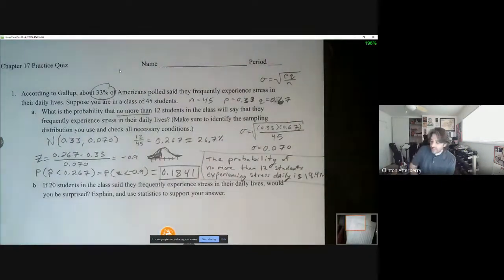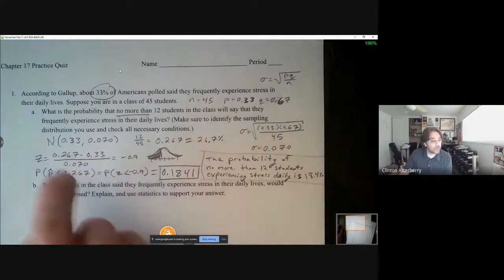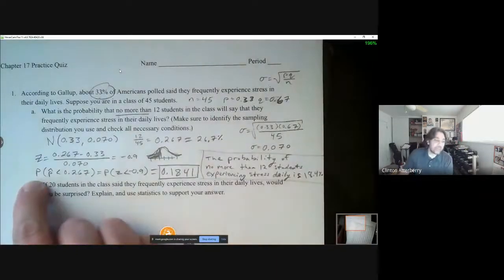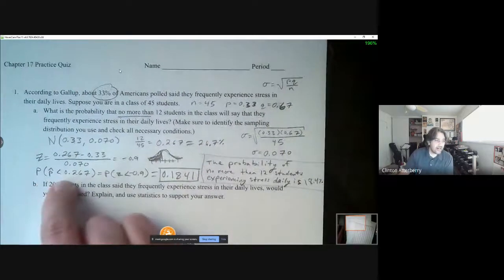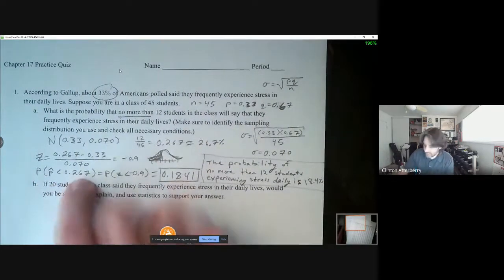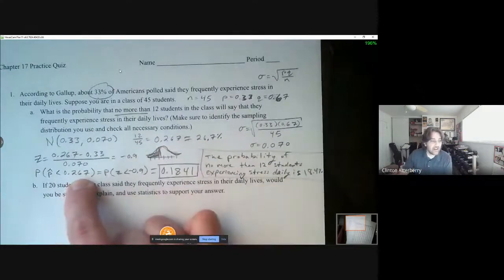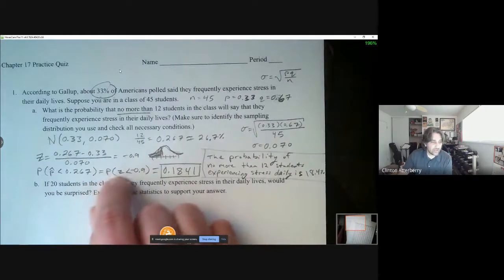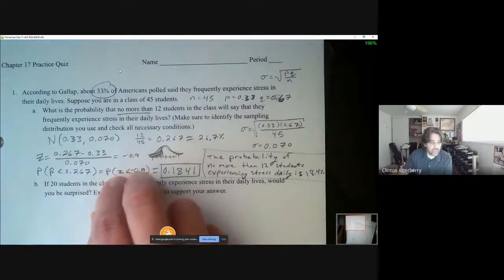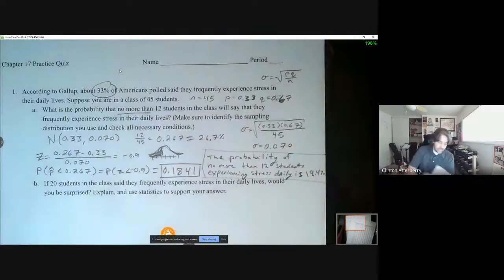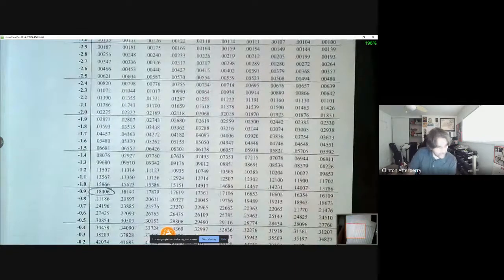All right, so how do we set this up? How do we make it look like what we're trying to do? We would say the probability of having an observed proportion that is less than 0.267 is actually equal to the probability of having a z-score less than negative 0.09, so left side shaded. Then we went to our z-table, and negative 0.9 gave us 0.18406.